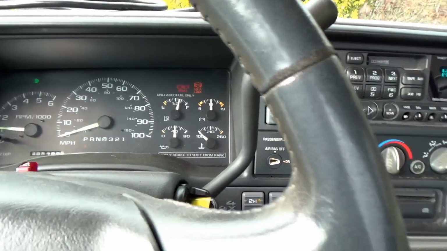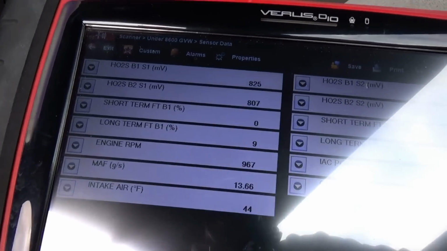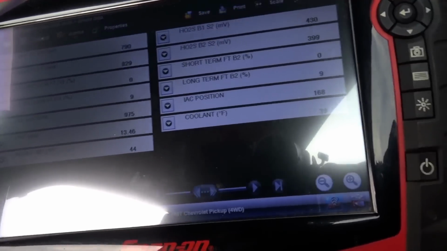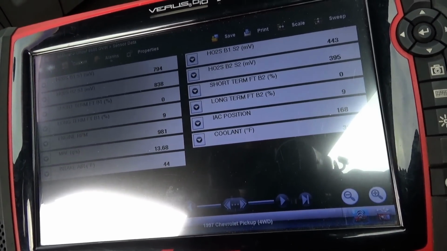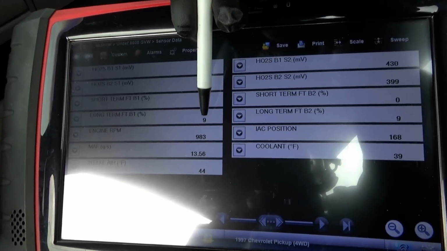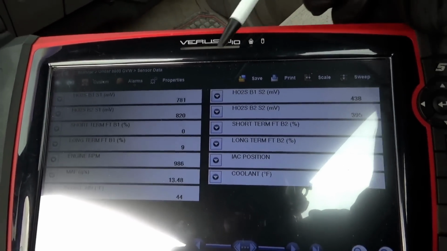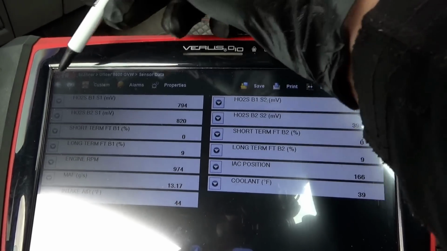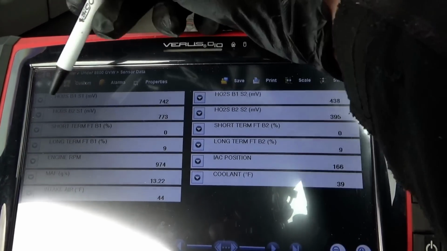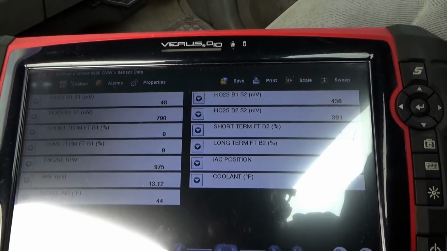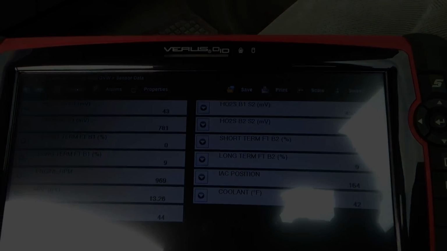Okay, a little bit of a long crank time. That's fine. You see the long-term memories at 9. Oxygen sensors seem to be responding. So let's just start driving it, see what happens.